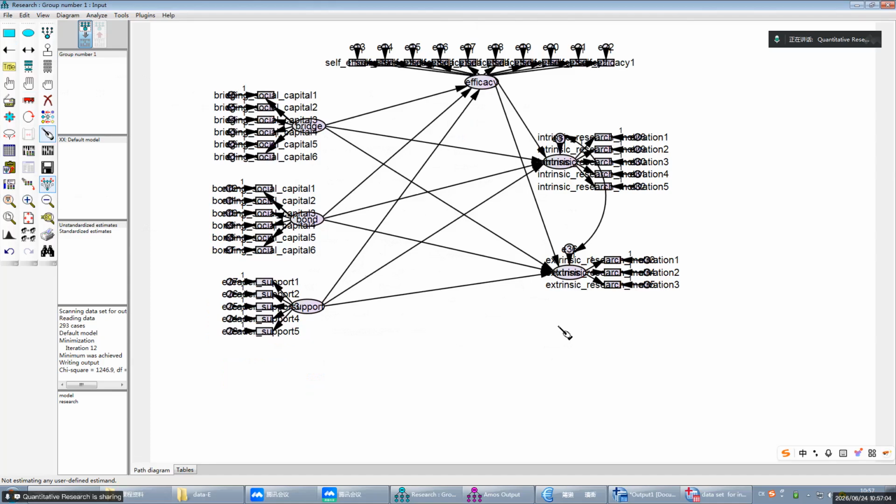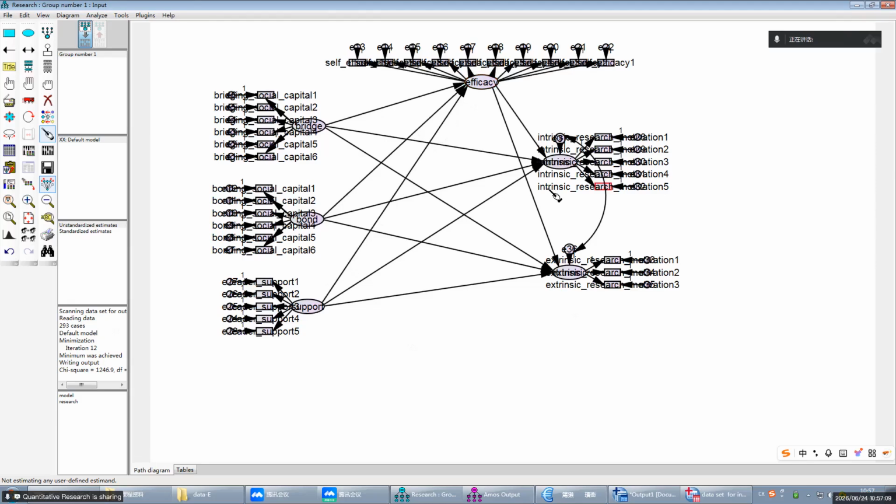Can you tell me how many mediation paths in this model? How many mediation paths in this model? How many? 6. Any other answers? How many? 6, right?